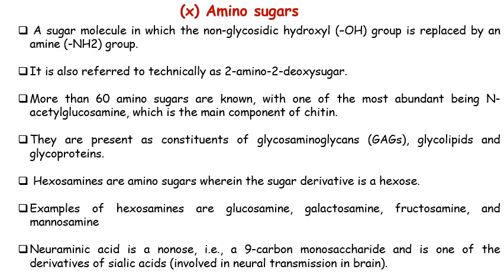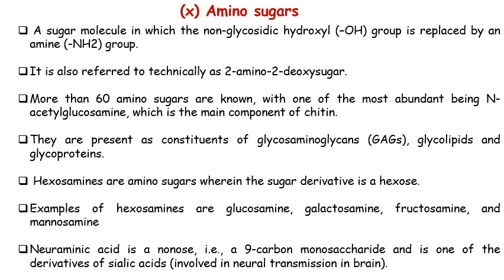Some common examples of amino sugars or hexosamines are glucosamine, galactosamine, fructosamine, and mannosamine, because they contain the sugars glucose, galactose, fructose, and mannose. That is why, if glucose, galactose, fructose, or mannose contains an amino group, we refer to them as glucosamine, galactosamine, fructosamine, and mannosamine respectively.